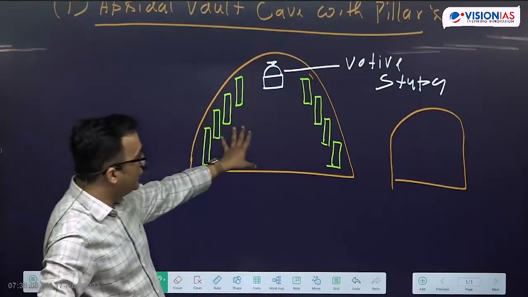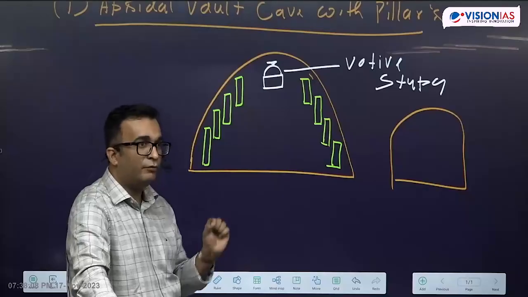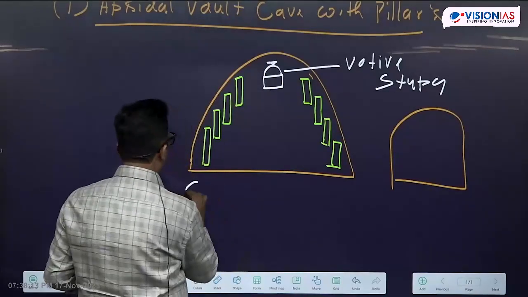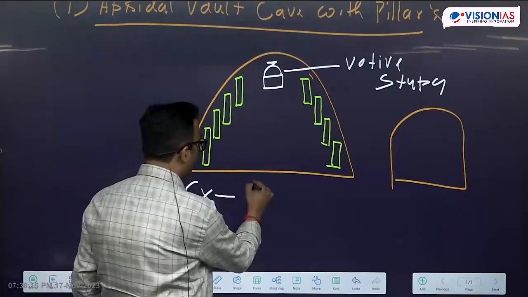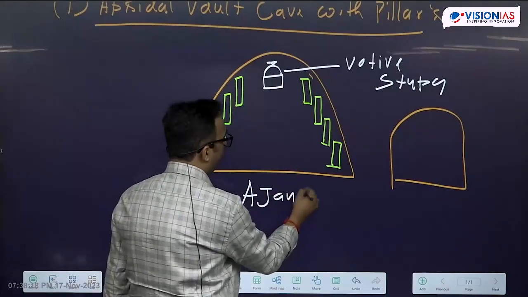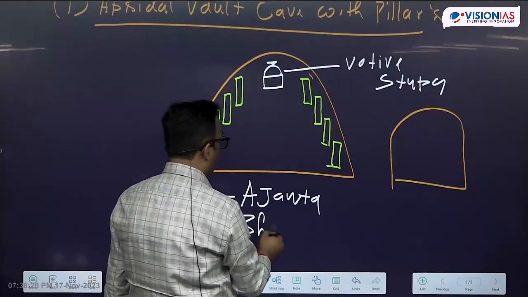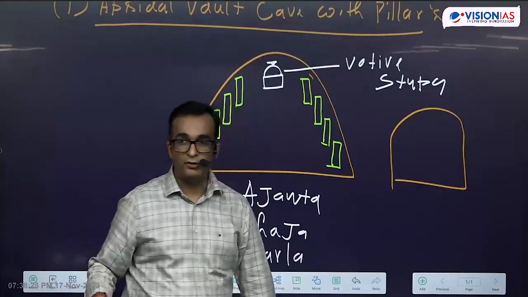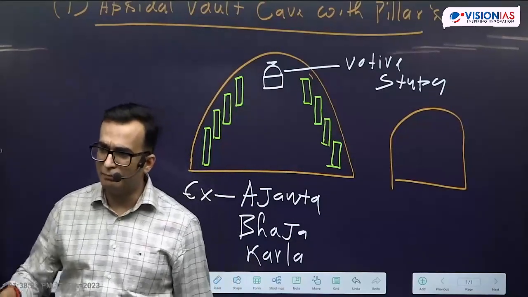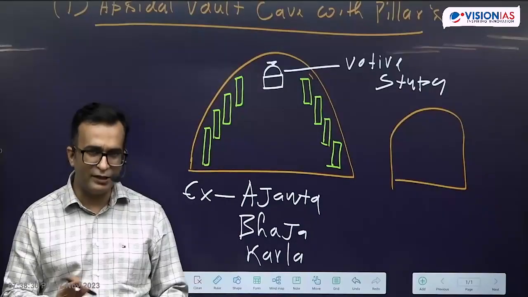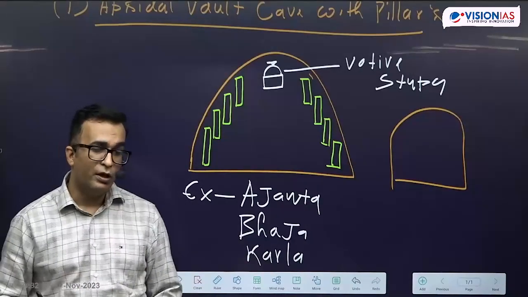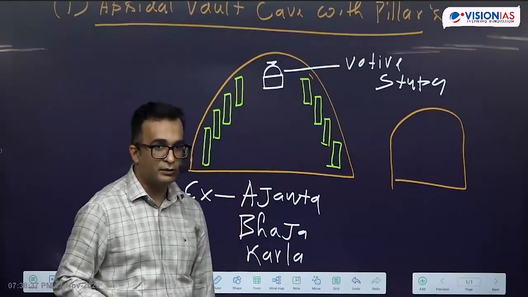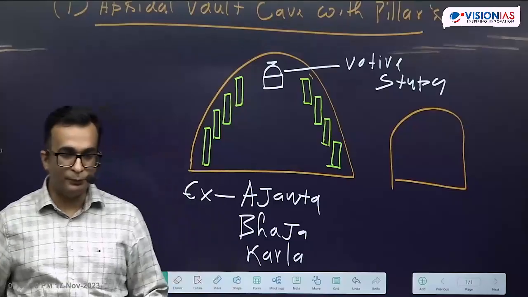So this kind of cave is called the apsidal vault cave with pillars. And examples of this type of cave are Ajanta cave, Bhaj cave, Karla cave, and these are all in Maharashtra. Later on I'll explain why the majority of the caves are in Maharashtra. That has a separate explanation, but just mention it. So draw this structure and then write the examples. Draw the structure and write the examples.